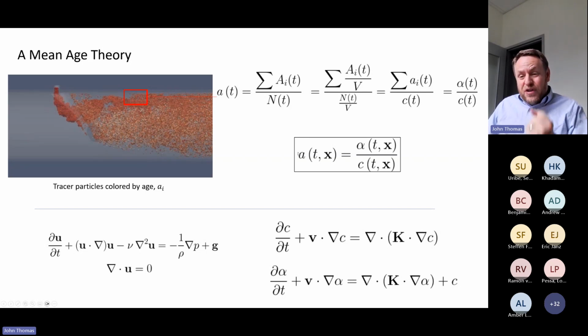I can also solve for the time evolution of the age, coming in. And I can take this molecular age and take the ratio, of course, to get my mean age. If you squint at this, you can see what's going on. This is advection diffusion, that's immediately recognizable. This one here, what's that plus C doing?